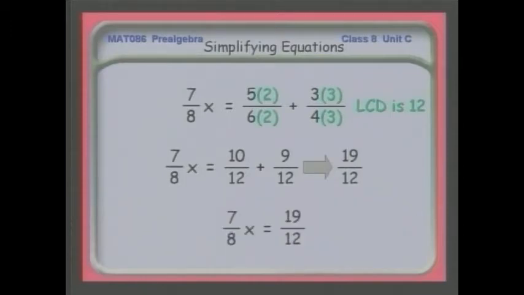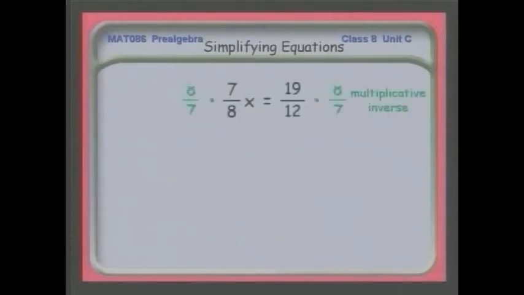I've simplified the equation now to the point where I have 7/8 of x is equal to 19/12. I multiply by the reciprocal of 7/8 on both sides. 8/7 times 7/8 gives me 1, and I know how to multiply. When I do that, I get x is 19/12 times 8/7. I see right away, though, it's possible for me to simplify a little bit because if I look in numerator and denominator for common factors when I have two fractions multiplied together.